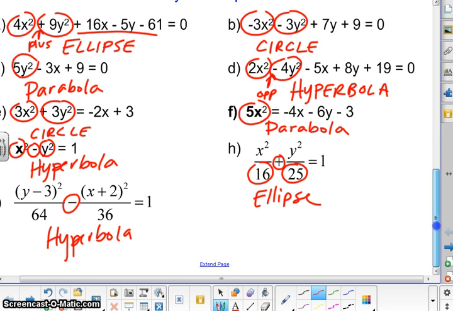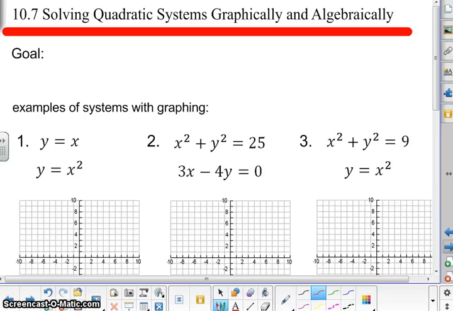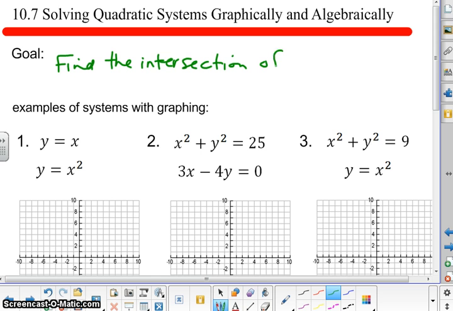Okay, we're also going to do 10.7, which is this. We're going to solve quadratic systems graphically and algebraically. Our goal is going to be to find the intersection of conics.